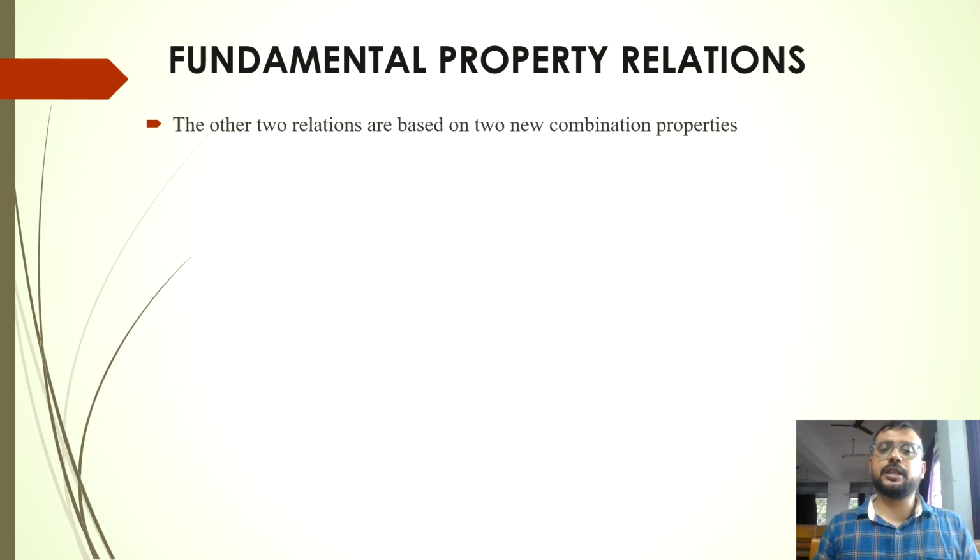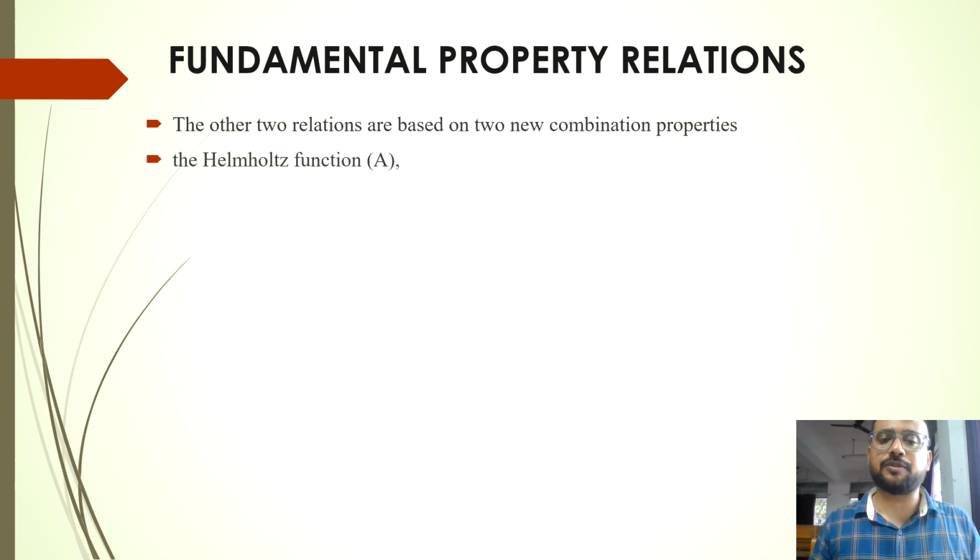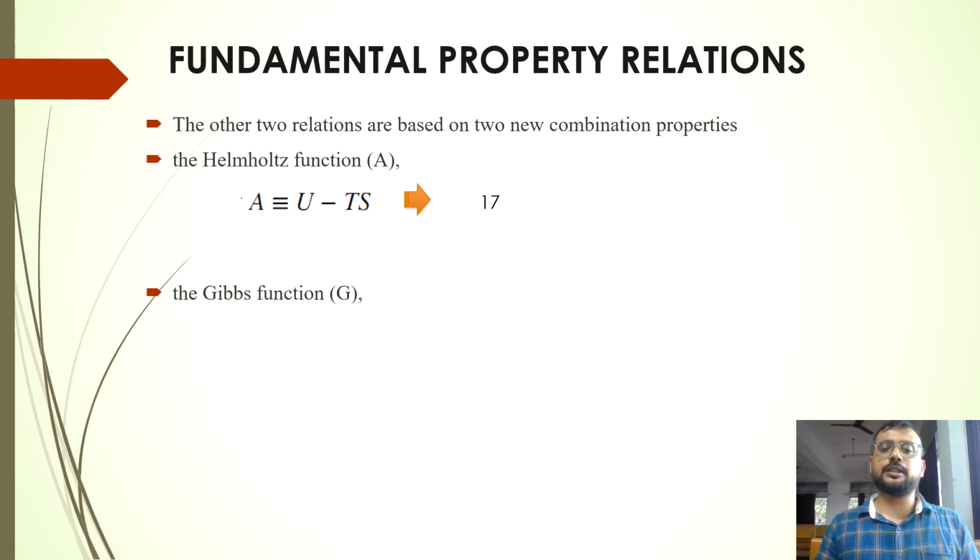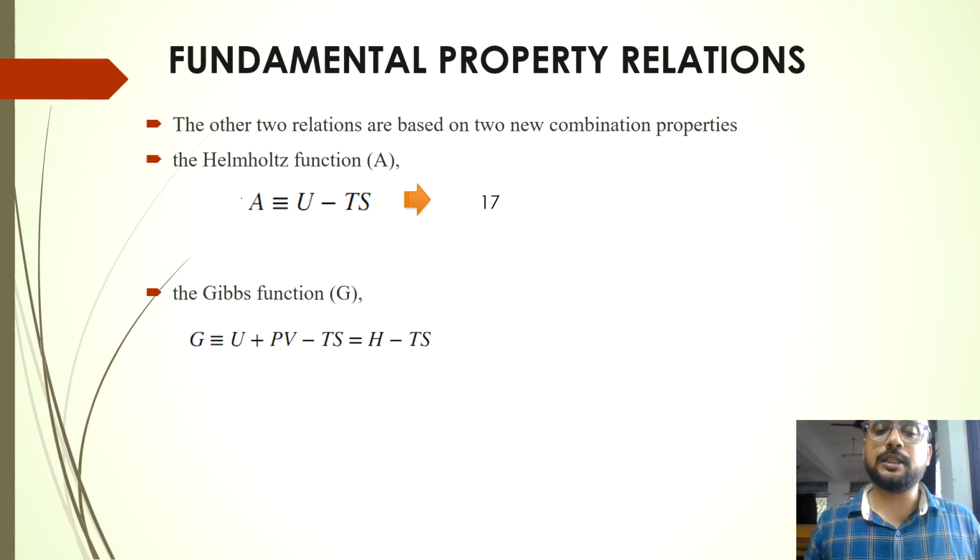Now the other two relations are based on two new combination properties. Number one is the Helmholtz function, that is A equals U minus TS, equation number 17, and another one is the Gibbs function G, that is equal to U plus PV minus TS, and U plus PV is the enthalpy, so it reduces to H minus TS. This is equation number 18.